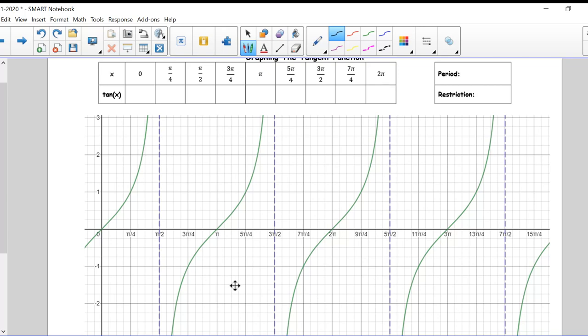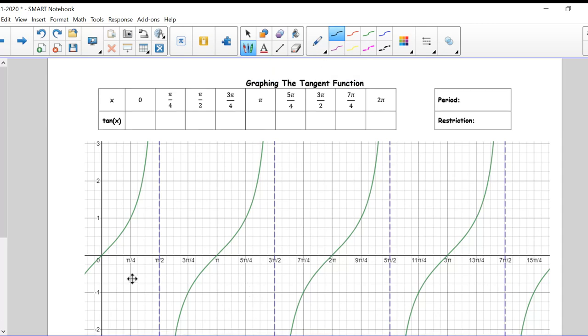So this is what the tangent function looks like. It's broken apart because of the vertical asymptote. It's not a continuous line. You know, like when we were drawing the sine and cosine function, we had a continuous line. That's not the case with a tangent function. It breaks apart.